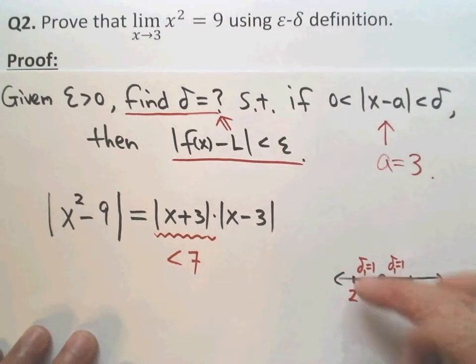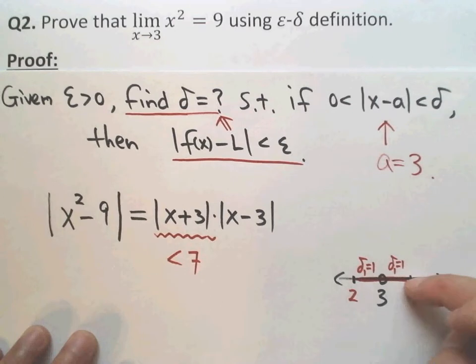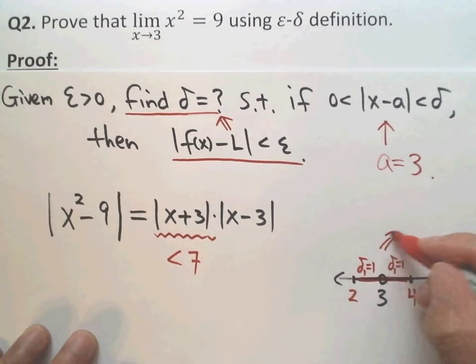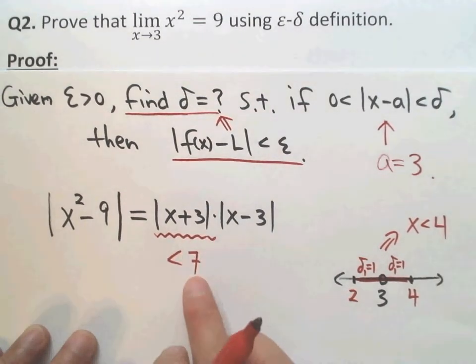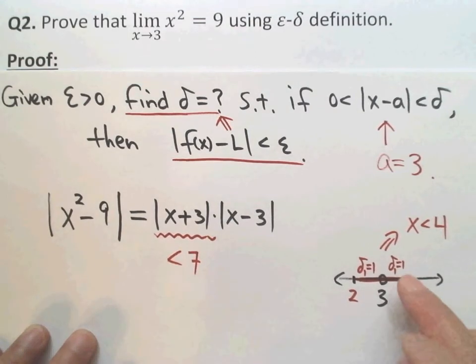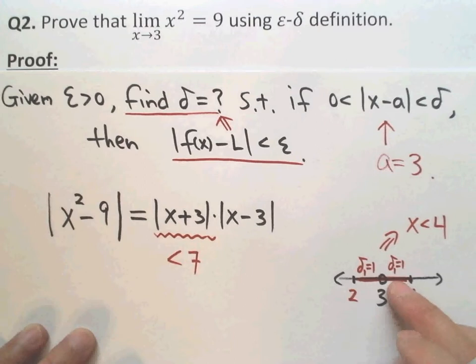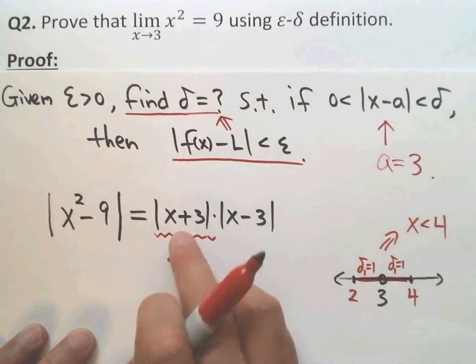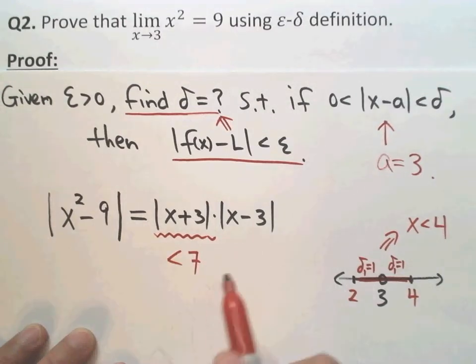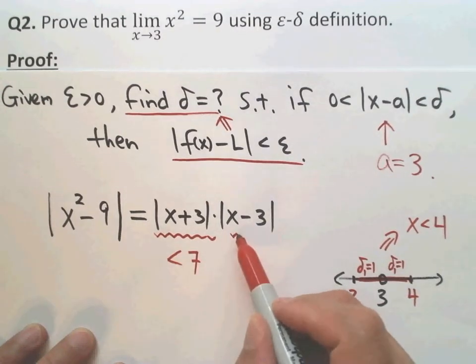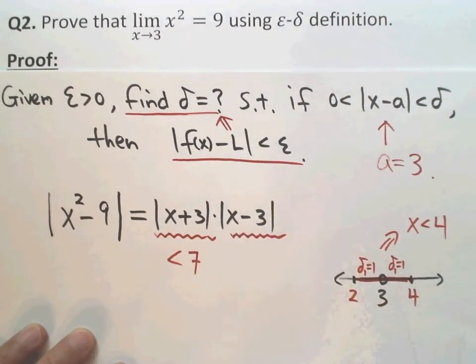And this point is 2, which means if I pick delta 1 equals 1, when x goes into this neighborhood, all the x are less than 4. Can we see this? All the x are less than 4. Easy. All the x less than 4, so x plus 3 is less than 7. Okay, so when x is in the first neighborhood, we know the first term can be controlled by 7. Okay, separated.